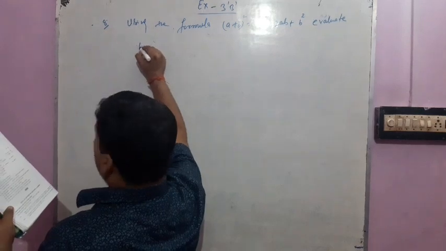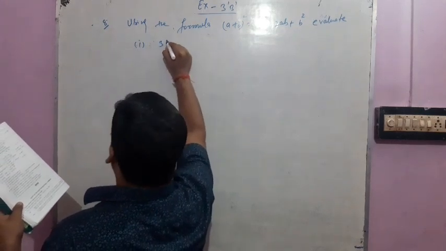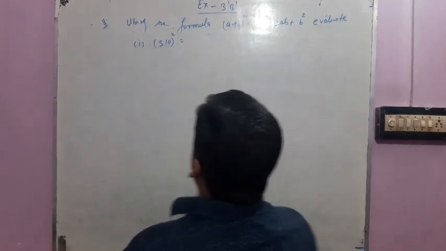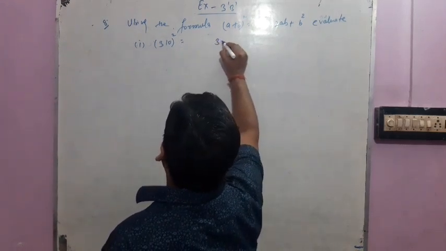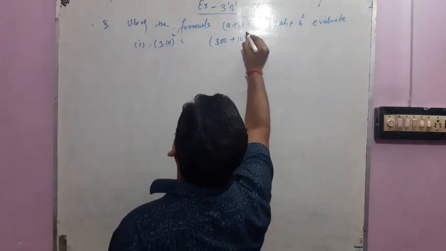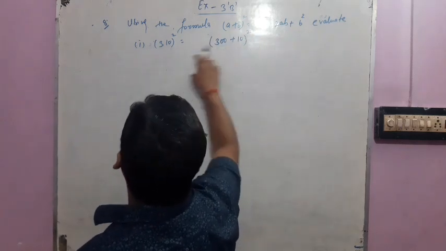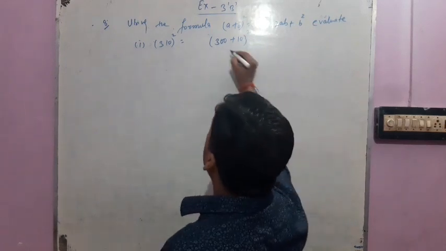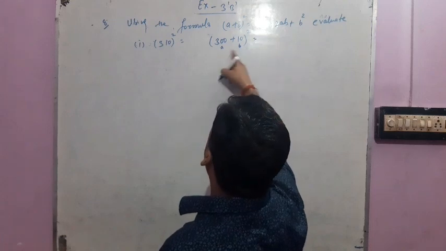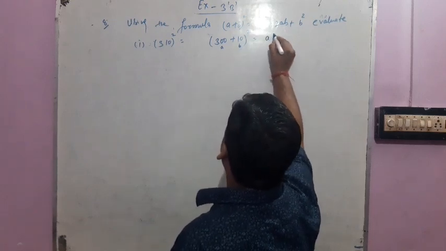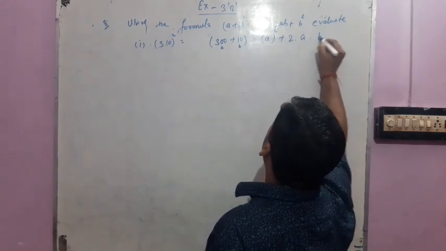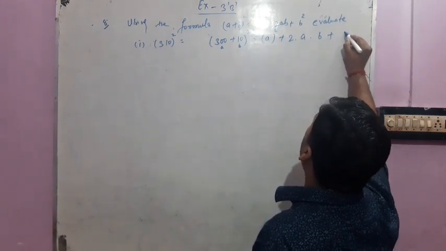Look at the first one. We have to find the square of 310. Now student, we can also write 310 in the form of 300 plus 10. Now look here, we have to make the square of 310. So consider student 300 as a and 10 as b. What is the formula of a plus b whole square? A square plus 2 into a into b plus b square.